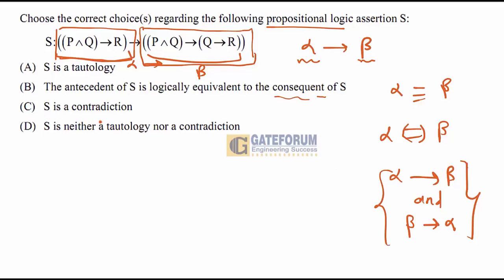C is asking whether S is a contradiction. Contradiction means S is always false, right? And tautology means S is always true.